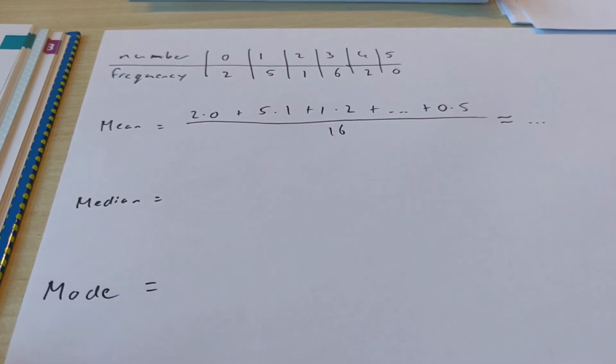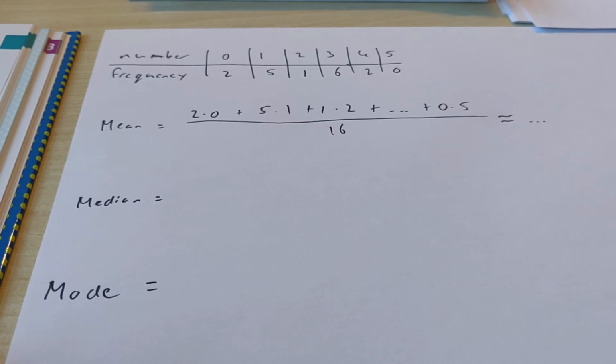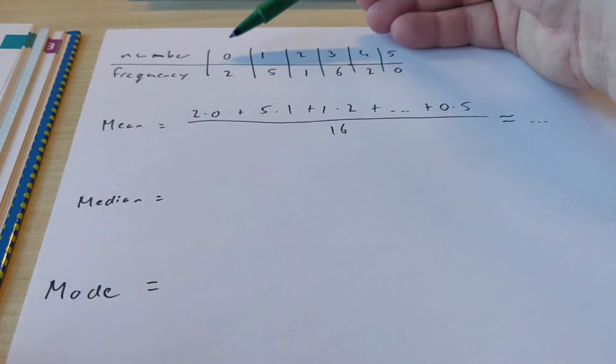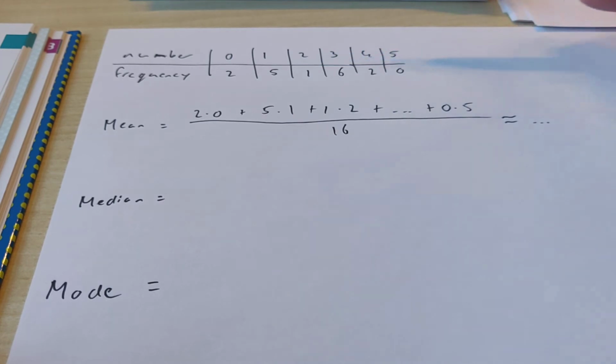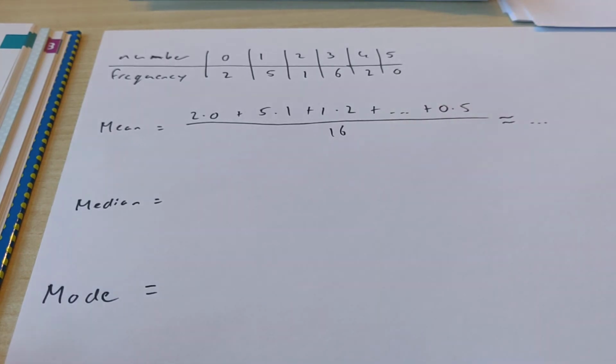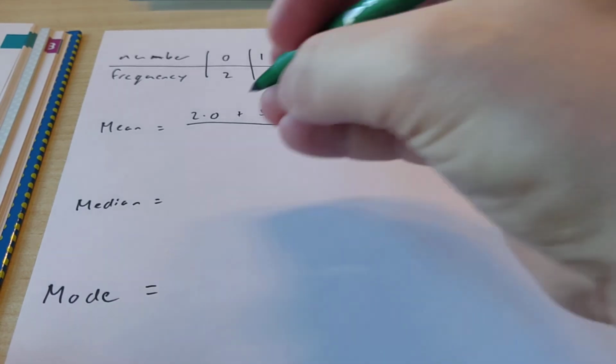Moving on to the median. The median is always the middle number. But if you want to calculate the middle number, you have to first put all the numbers that you have in order from low to high. In the table, they're already from low to high, because you can see here 0, 1, 2, 3, 4, 5. There are 16 days in total, right? That's the total frequency. So that means that the 8th and the 9th number are in the middle.